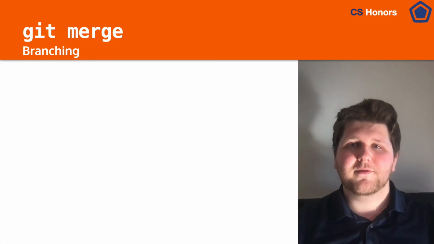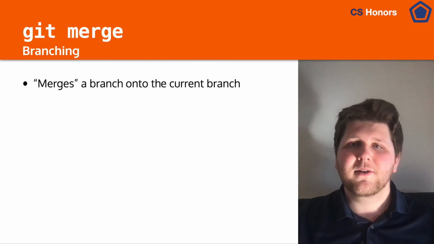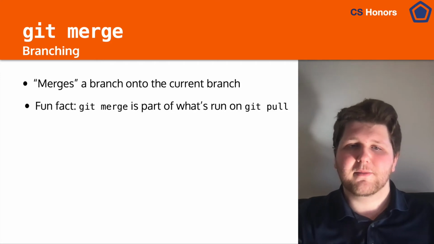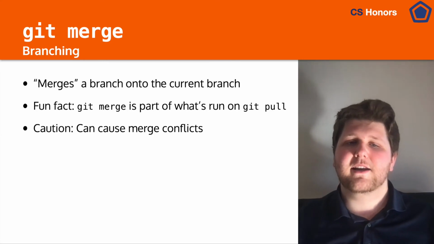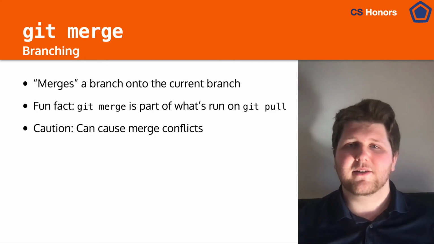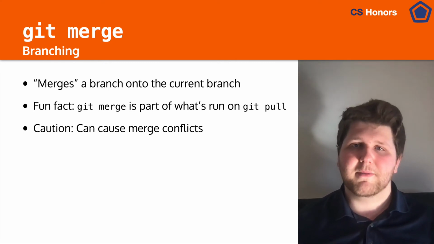All right, so now that we've created a new branch and made a couple of commits, let's say we want to recombine that branch. So as we talked about before, Git Merge will merge it onto the current branch, and Git Merge is actually part of what's run when you do Git pull behind the scenes. And then be aware that it can cause merge conflicts. So we'll take a look at an example where we won't have a merge conflict first, and then we'll take a look at one with a merge conflict.